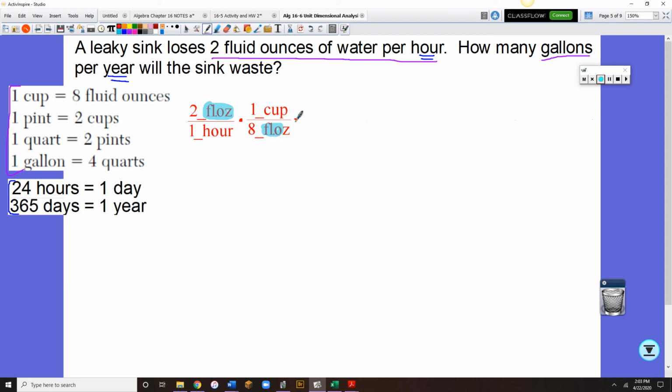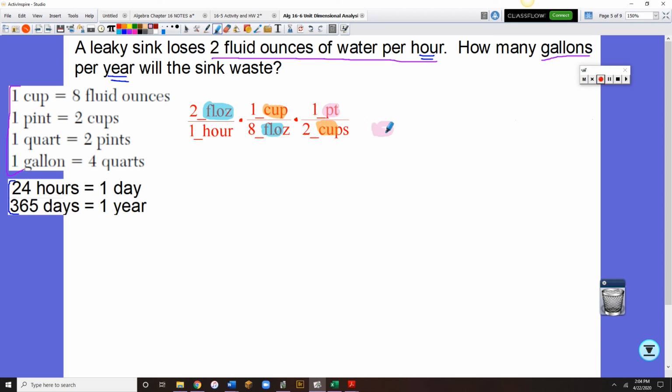Okay, then I'm going to multiply, set up my next fraction. In my next fraction, I am going from cups to pints. So I already have cups on top, so I'm going to have to put cups on the bottom of the next fraction. So we've got 1 pint and 2 cups. So the 2 cups will have to go on the bottom. And we're going to keep going like this. Okay, I've got 1 pint.